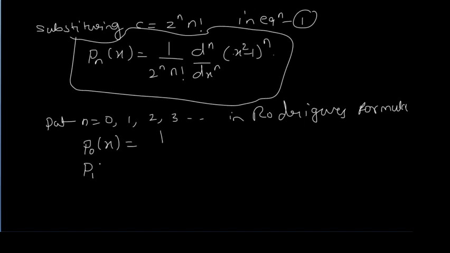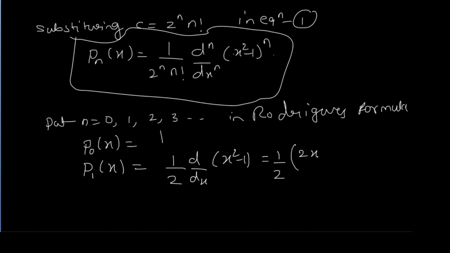So we get P1 of x is equal to, substitute n is equal to 1, 1 divided by 2. Next, d by dx into x square minus 1, n is equal to 1. Now this is 1 by 2 as it is. Now what is differentiation of x square minus 1? It is equal to 2x. So this 2 gets cancelled. So P1 of x is equal to x.